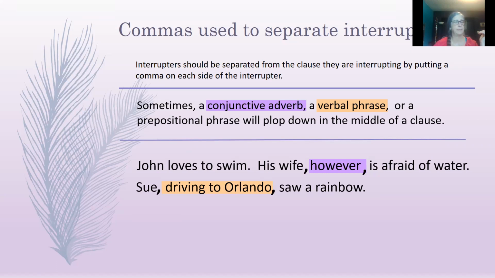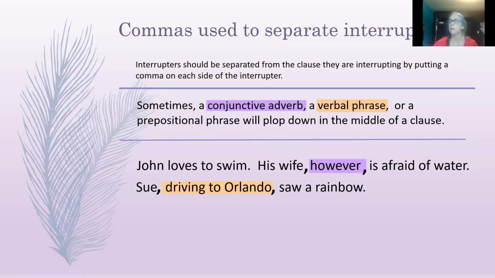Any questions so far, Joey? No. What if I were to say Sue saw a rainbow driving to Orlando? Does that work? I would be confused because it sounds like the rainbow's driving. I know, and your reader has to think, wait a minute, rainbows don't drive. But what if Sue is the one driving, and instead of a rainbow, she saw her brother? Driving to Orlando, Sue saw her brother. Makes perfect sense. Sue, driving to Orlando, saw her brother. But if I were to say Sue saw her brother driving to Orlando, I've completely changed the meaning of my sentence. So where we place these verbal phrases in our sentences is very important.